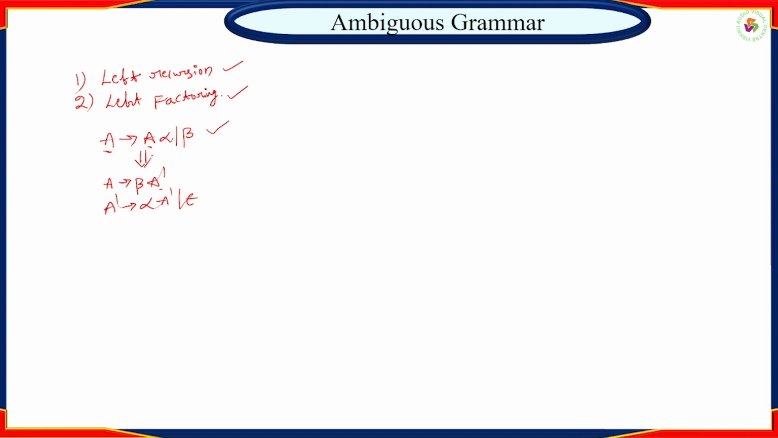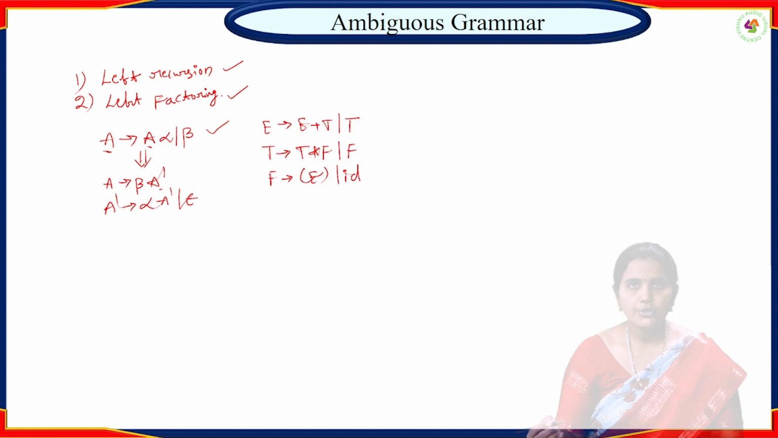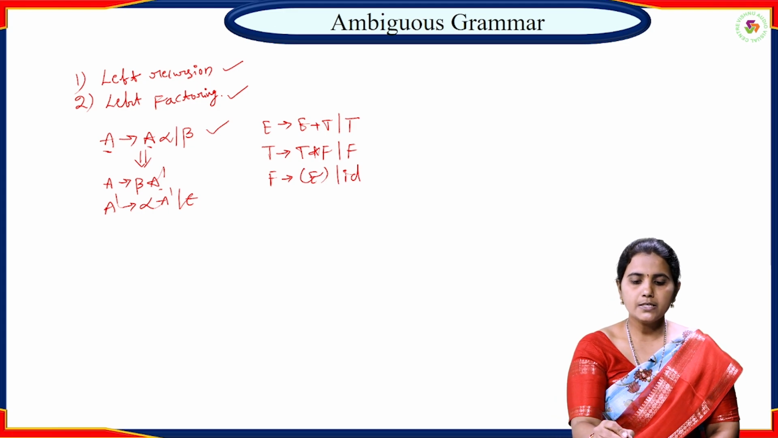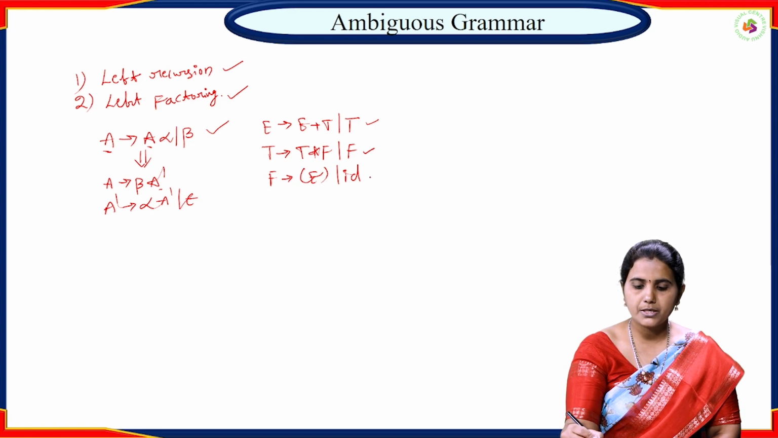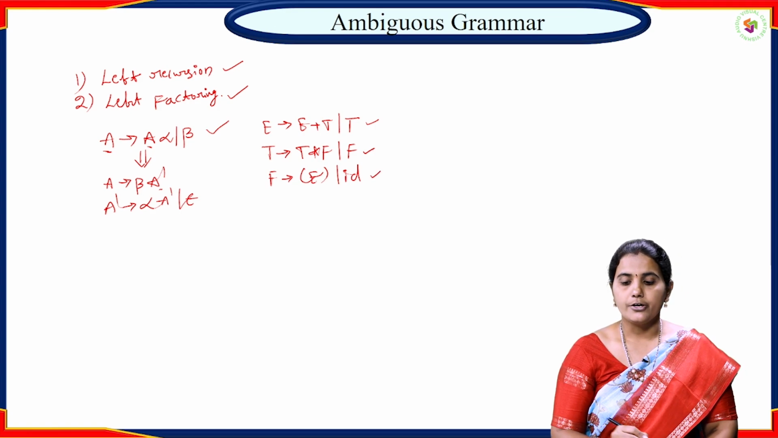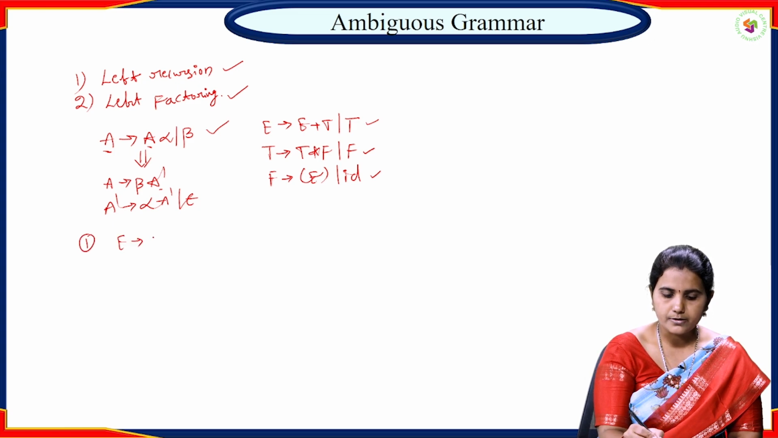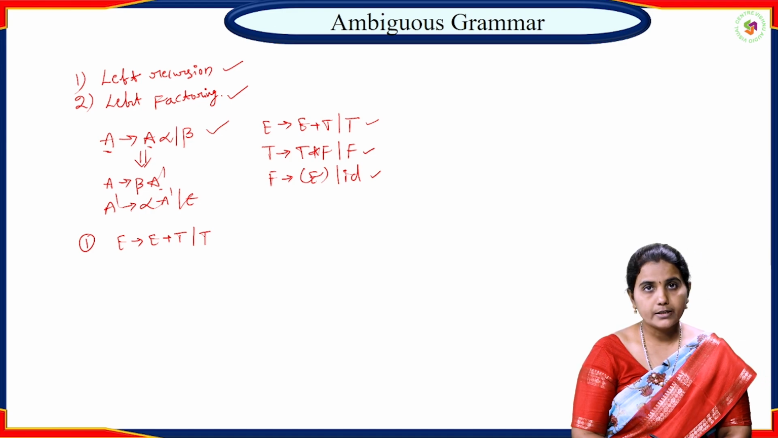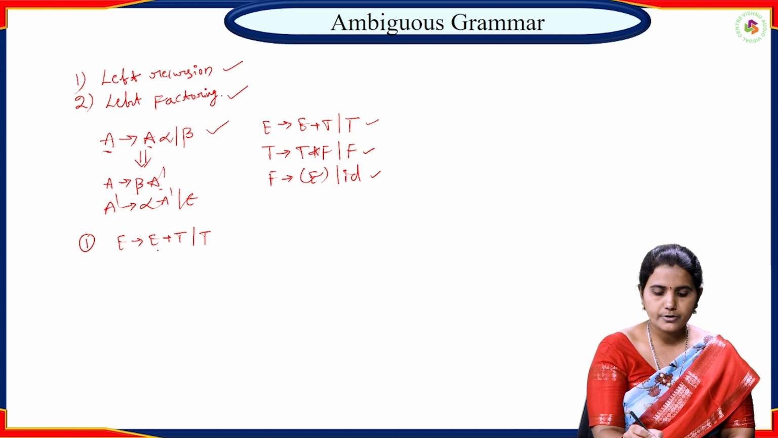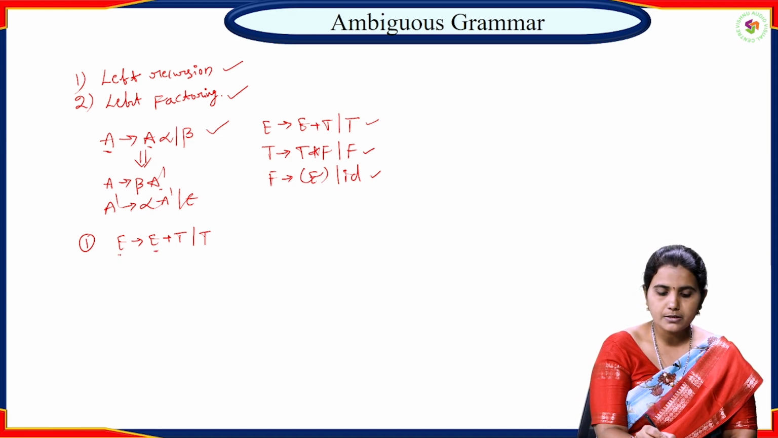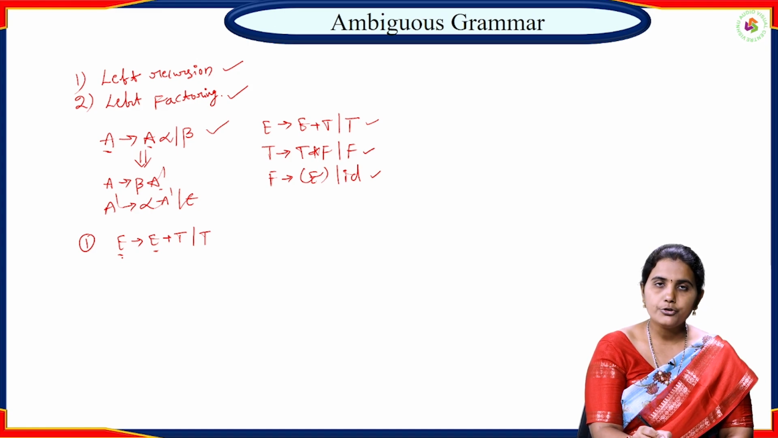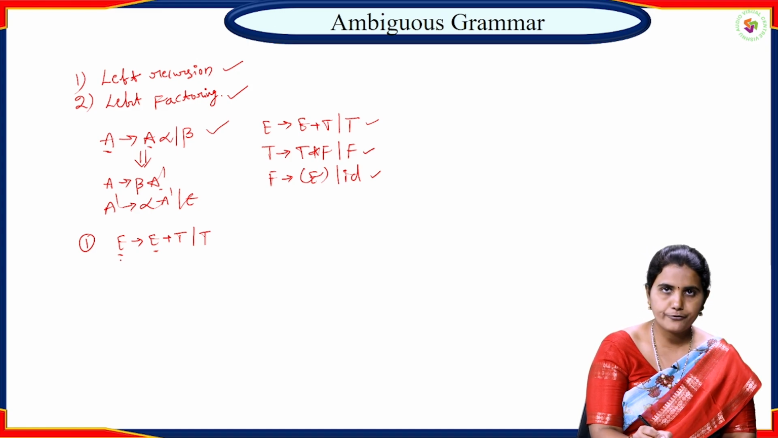Suppose you take a simple example. Take the productions E implies E plus T or T, T implies T star F or F, F implies within braces E, followed by ID. Now take the first production, E implies E plus T or T. Let us observe that your production starts with E and the left hand side symbol is also E. So your production consists of left recursion.